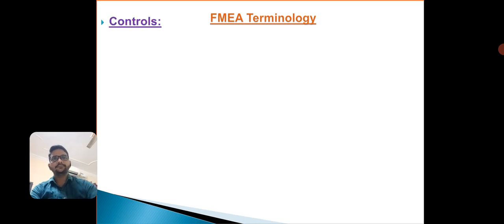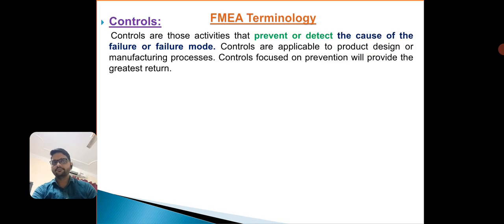Next is controls. It means what controls we are applying to prevent or detect the cause of the failure or failure mode. First is the cause of the failure, second is the failure mode. For the cause of the failure, that is the prevention control, and for the failure mode, that is both prevention and detection control. Controls are applicable to design or manufacturing process. Controls focused on prevention will provide the greatest return.